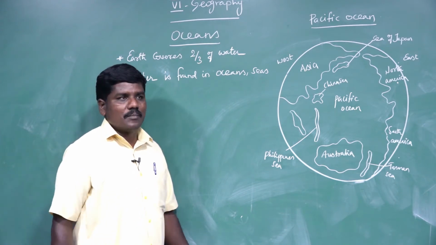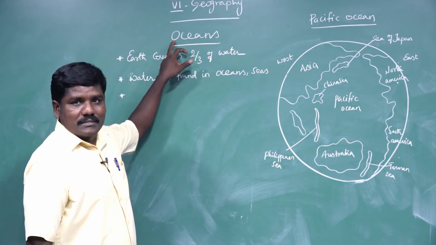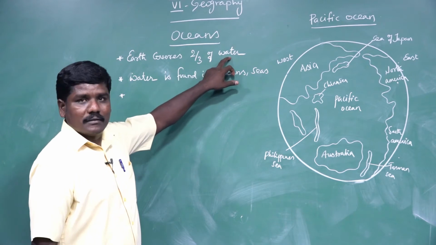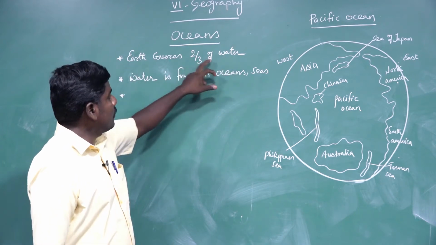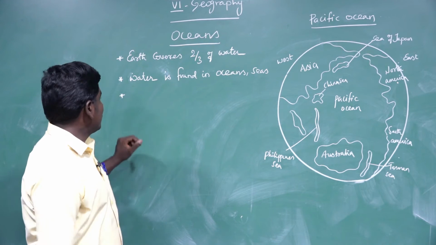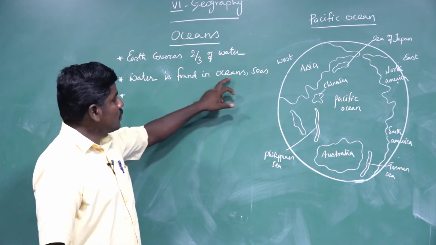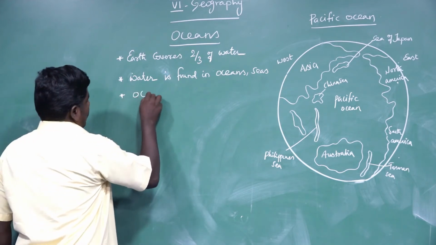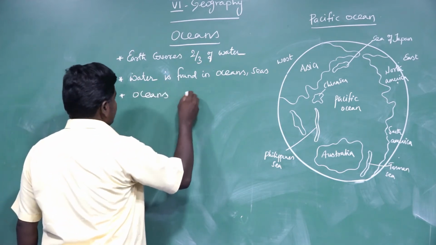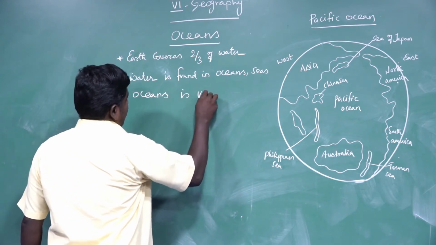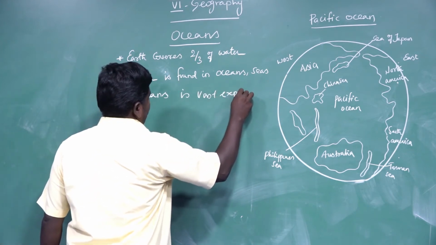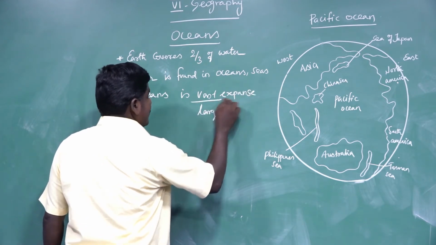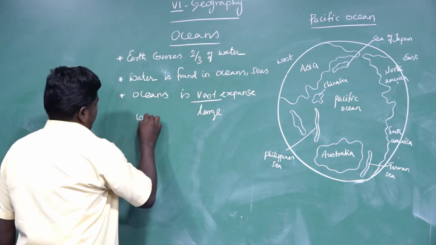Now we are going to discuss the topic of oceans. The earth is covered by 2/3 of water, by oceans. Especially, water is found in oceans and seas. Mostly the ocean is vast and expansive. Vast means large, so a large expanse of water.